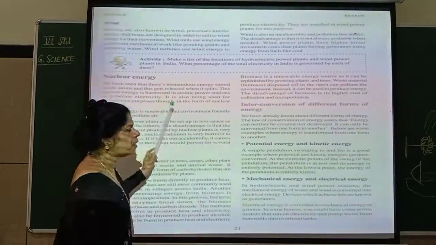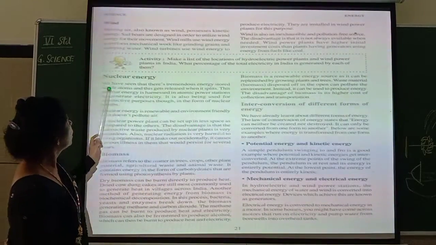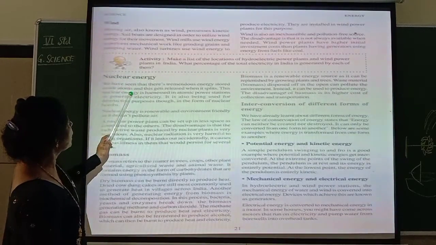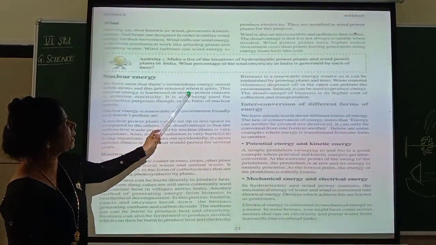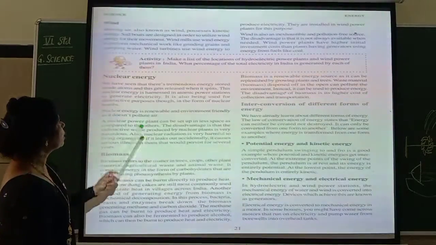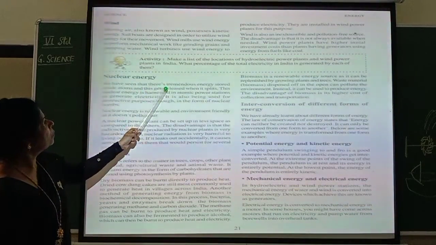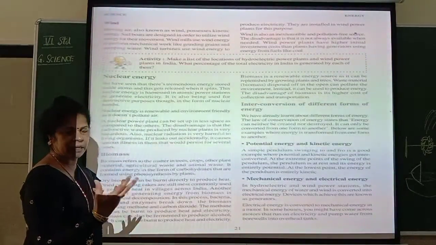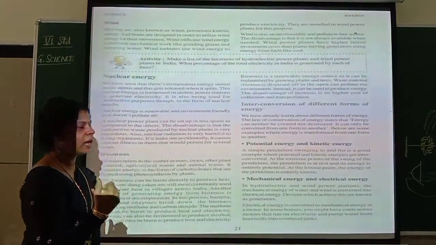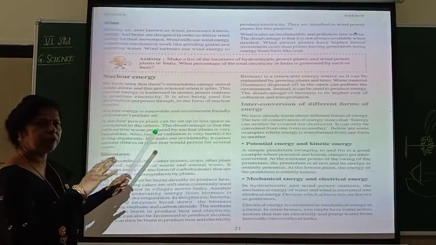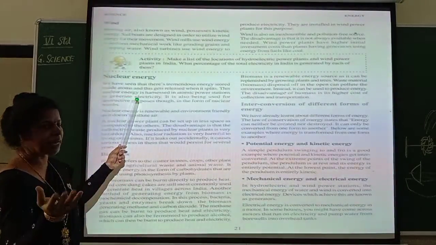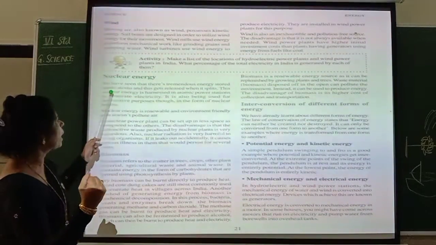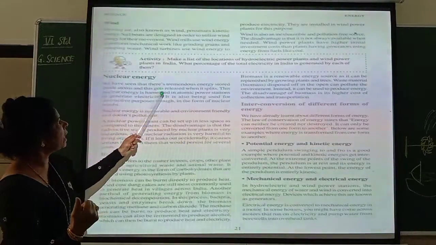Now let us talk about nuclear energy. We have seen that there is tremendous energy stored inside atoms and this gets released when they split. Where are these atoms? They are present in elements. Okay, atoms are present in elements. A group of atoms forms molecules, and all those things. So they have got energy in them. Atoms have energy in them and it gets released when they split.